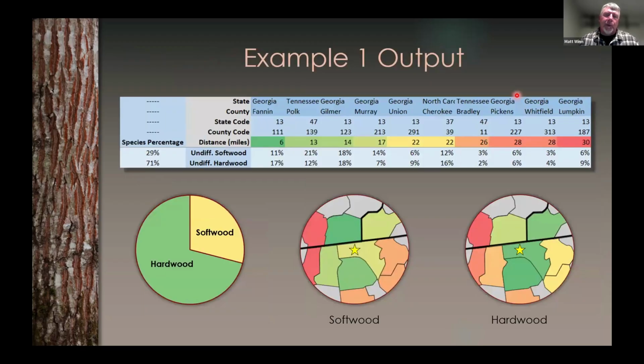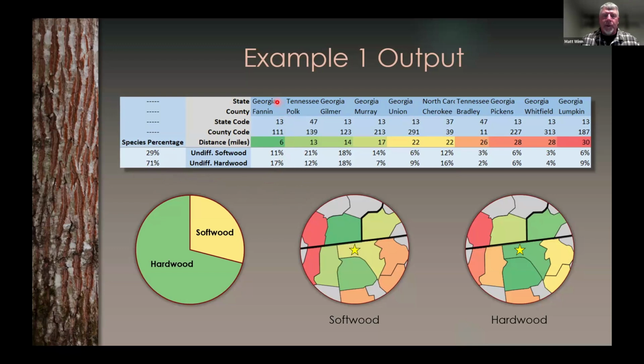Some mills will tell us, if they run multiple species, they will give us a breakdown between those species, like 50% hardwood, 50% softwood. But if they don't provide that, then we can estimate it using this tool based on the available merchantable timber in the county. So in this case, it's estimating that the mill is running about 29% softwood and 71% hardwood.